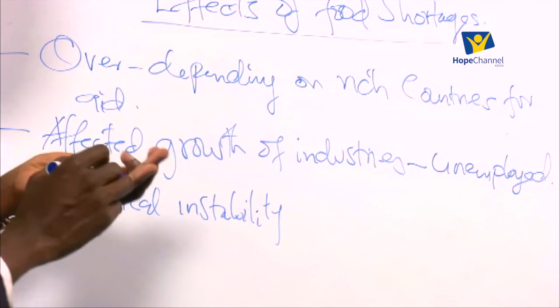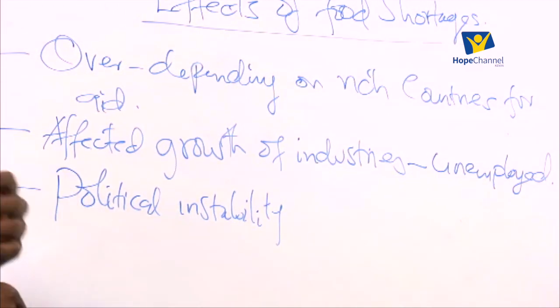Political instability. How does it happen? If people are hungry, they will lose confidence in their government. They lose confidence in the government which is in place, and that will lead to political instability. People will want to come out and riot, to rebel against the government which is in place, which is supposed to cater for the needs of its citizens.